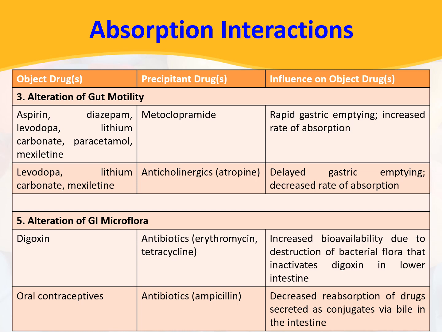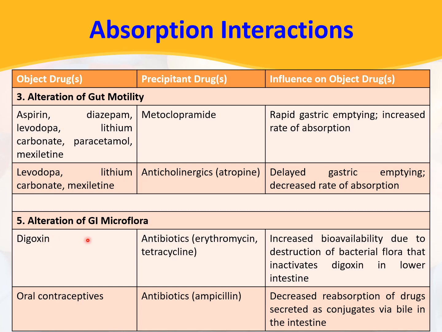Next mechanism is alteration of gut motility. Whenever aspirin, diazepam, levodopa, lithium carbonate, paracetamol and mexiletine are taken along with metoclopramide, the influence of metoclopramide is rapid gastric emptying and increased rate of absorption. Next example, whenever levodopa, lithium carbonate and mexiletine are taken along with anticholinergics such as atropine, this leads to delayed gastric emptying and decreased rate of absorption.